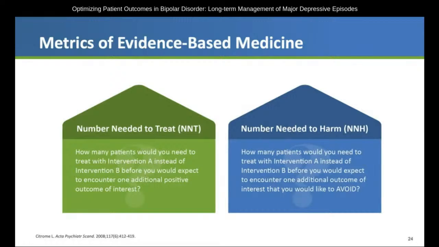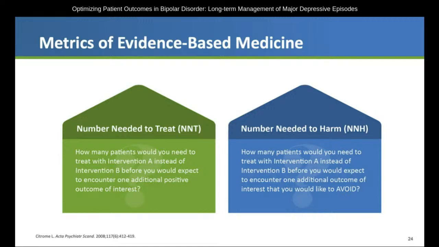So let's turn to the metrics of evidence-based medicine. And some of you have heard these terms and others have not. Number needed to treat and number needed to harm are effect size measures in people units, patient units. NNT answers the question, how many patients would you need to treat with intervention A instead of intervention B or placebo before you would expect to encounter one additional positive outcome of interest, like one additional responder or remitter.